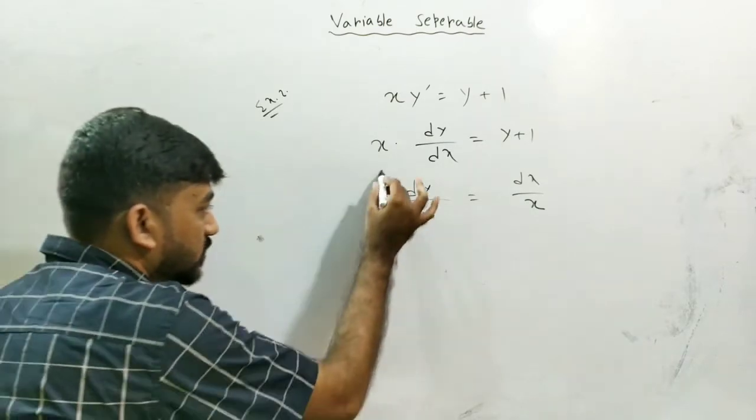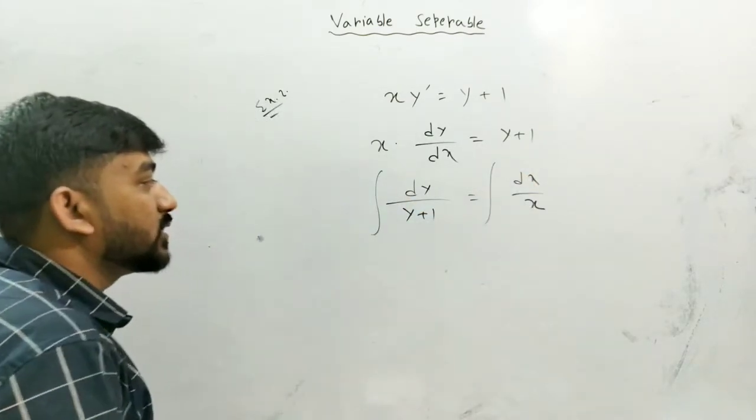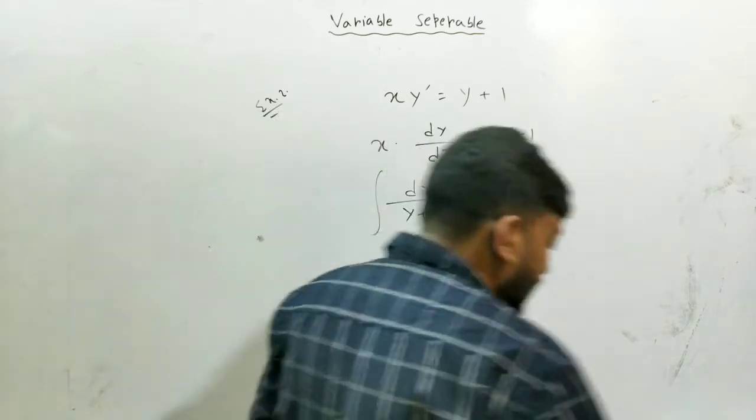Now if you integrate both sides, what will you get? This integration of dy upon y plus 1 will be ln of y plus 1.